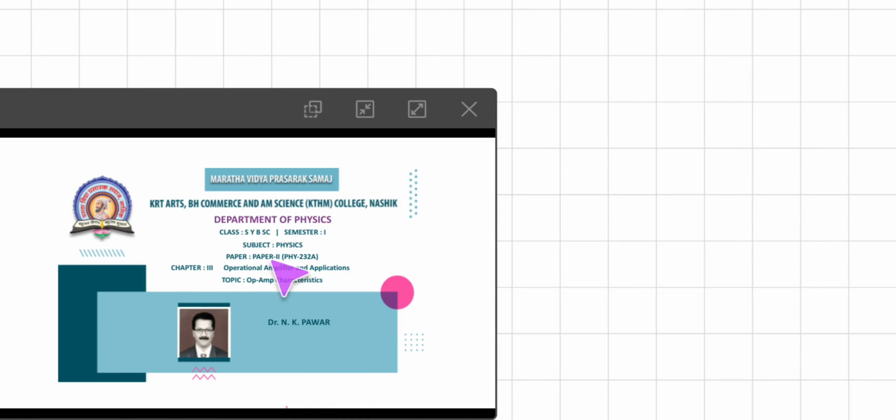Hello friends, so today we are going to see the topic that is characteristics of an operational amplifier. So we are going to talk about an ideal operational amplifier.